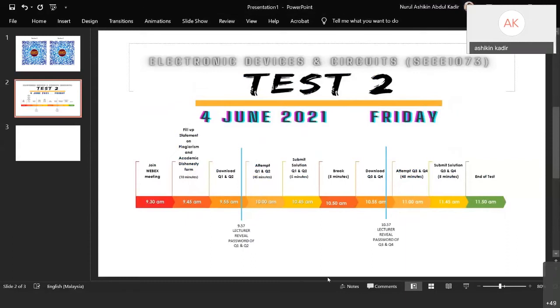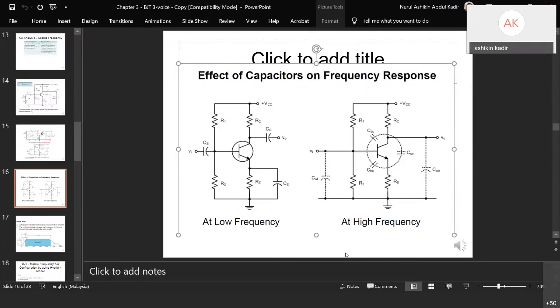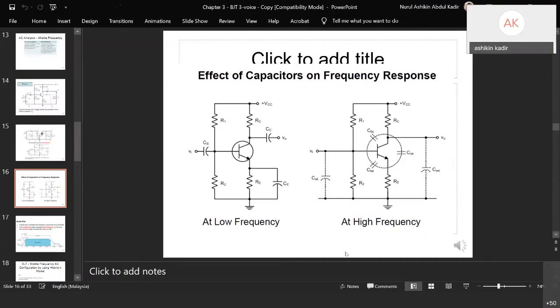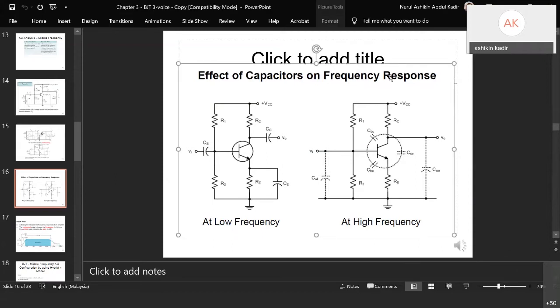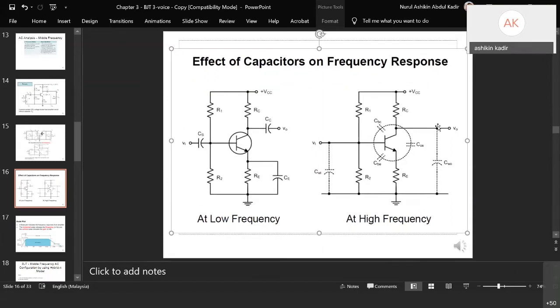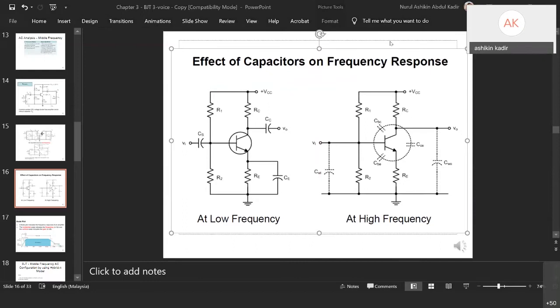And then for our class today, can you see the 2 circuits on my slide? Yes. Effect of capacitors on frequency response. Yes, Doctor, I can see the circuit.